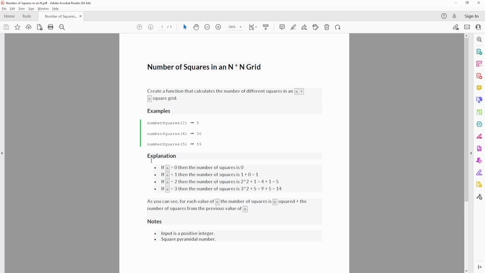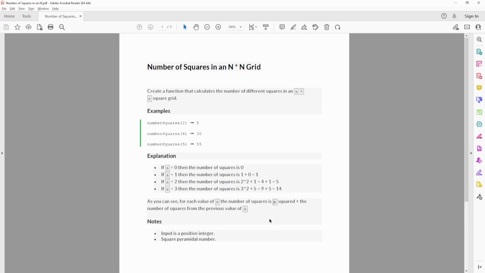Now, here is some explanation. If n is equal to 0, then the number of squares is 0. If n is equal to 1, then the number of squares is 1. And 2, then it is 5. And 3, then it is 14. As you can see, for each value of n, the number of squares is n squared plus the number of squares from the previous value of n. So this is very important to remember. And there is a note: input is a positive integer and a square pyramidal number.